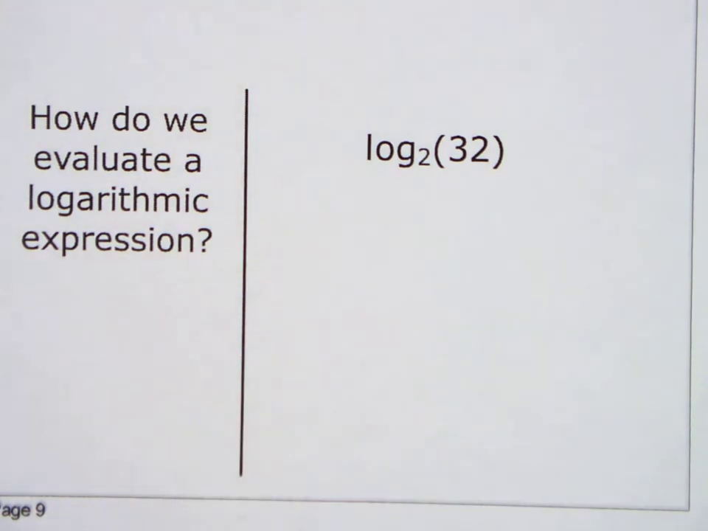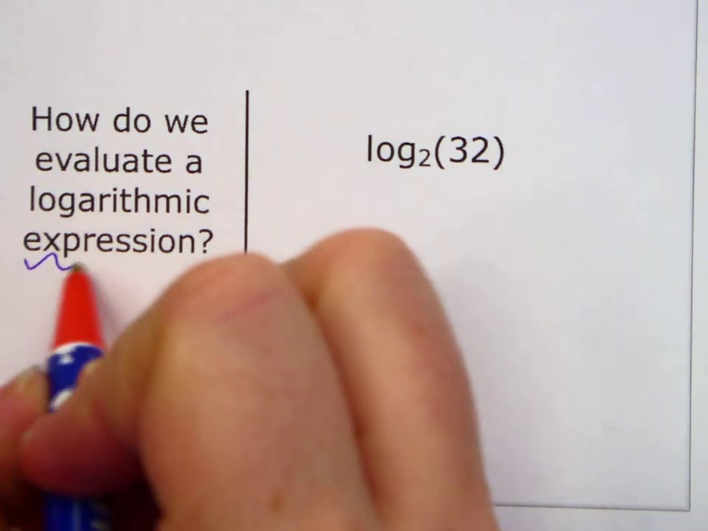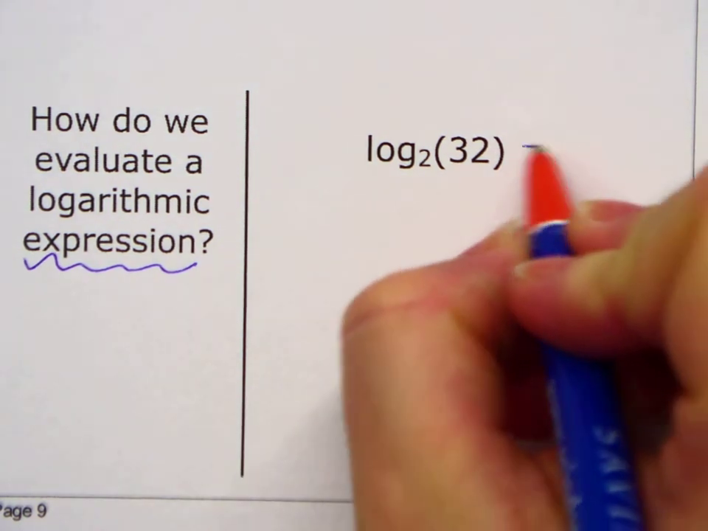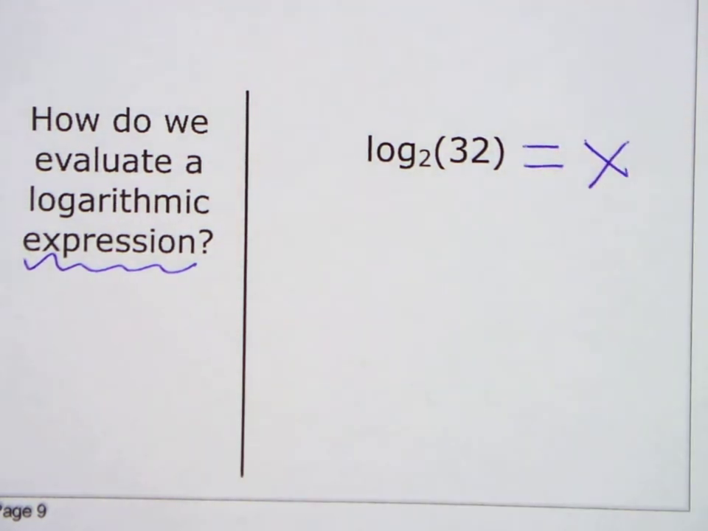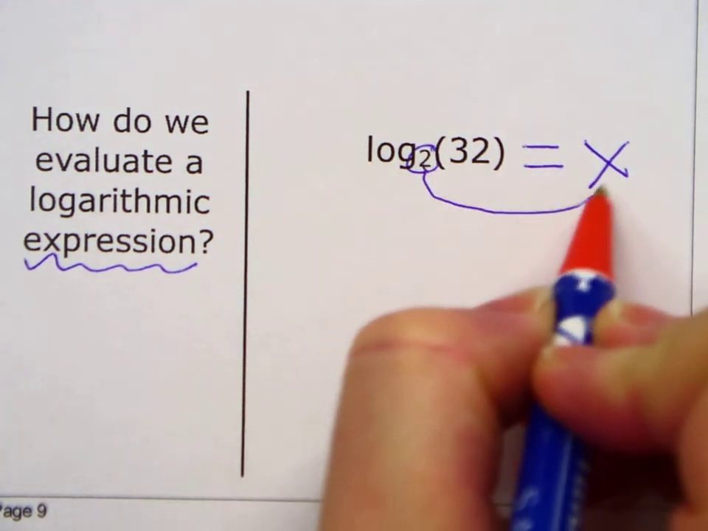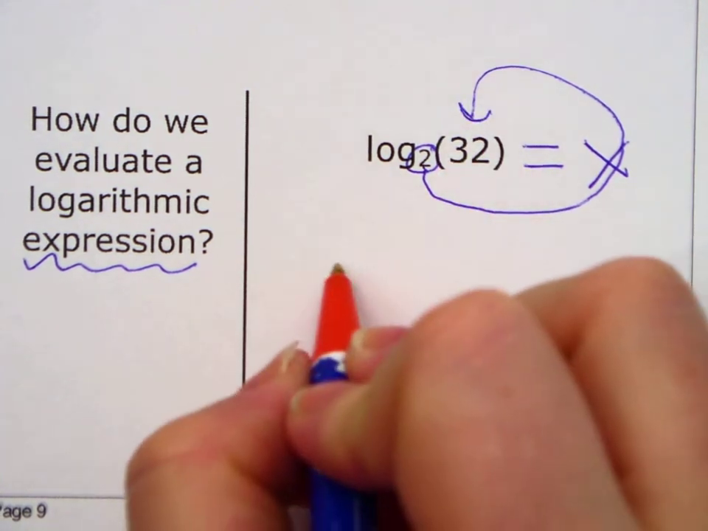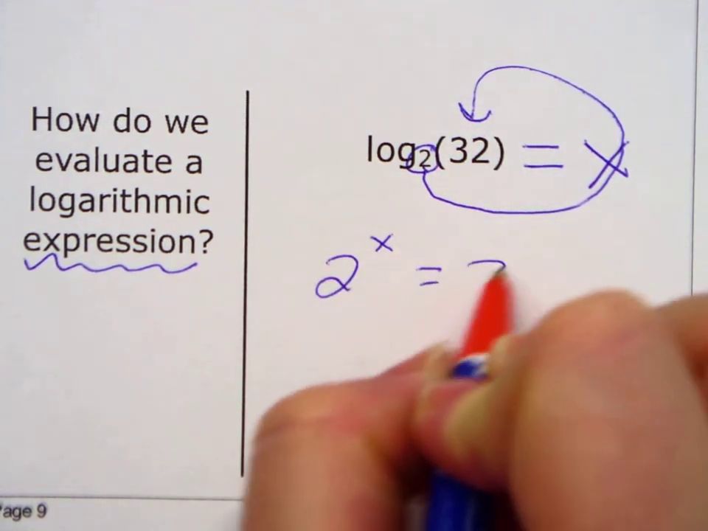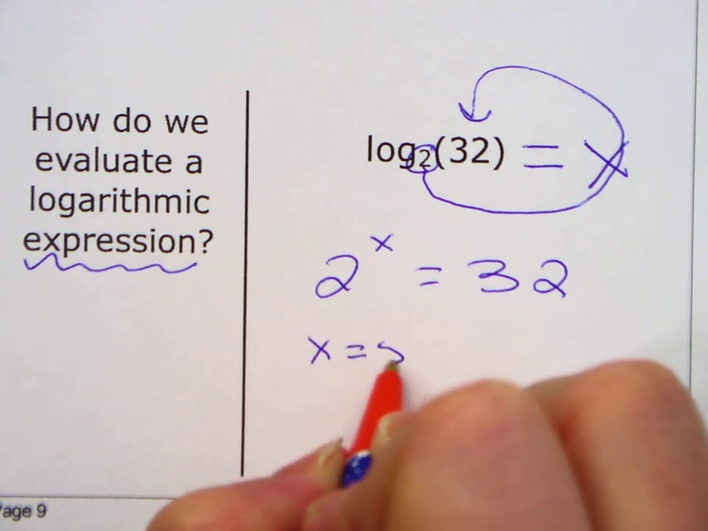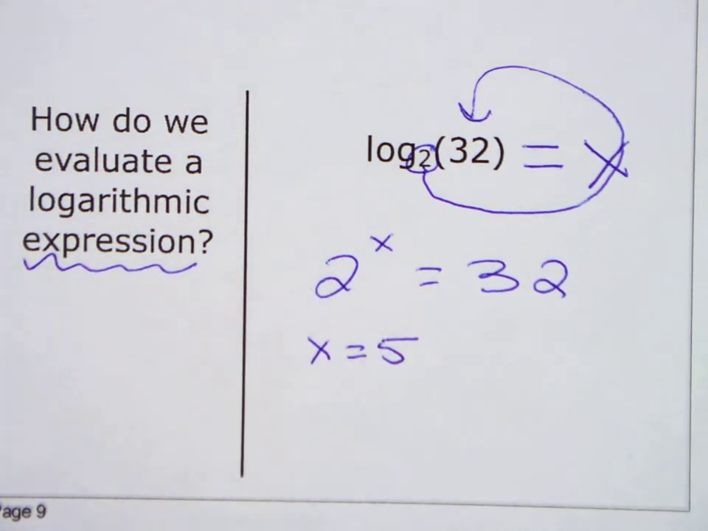Now, how is this one different than the other ones we were doing? This one, it's just an expression. There's no equation. It's an expression. So what we're going to do is we're going to put in an x and make it into an equation. And then we're going to use our spiral and rewrite it. The base is 2, log base 2. 2 to the x equals 32. So what's x equal then? Because I want to actually evaluate it, I just put the answer.